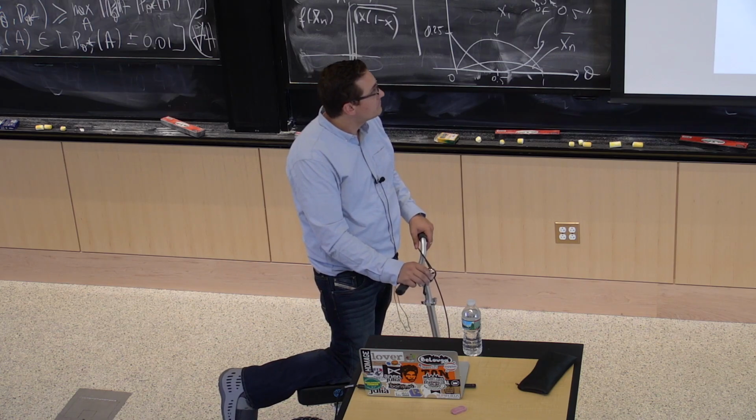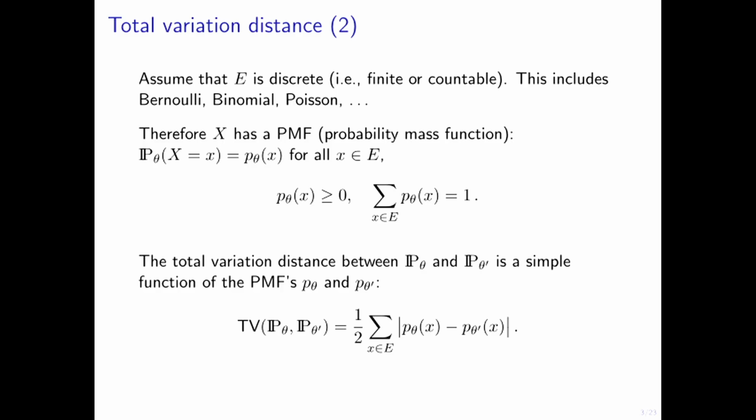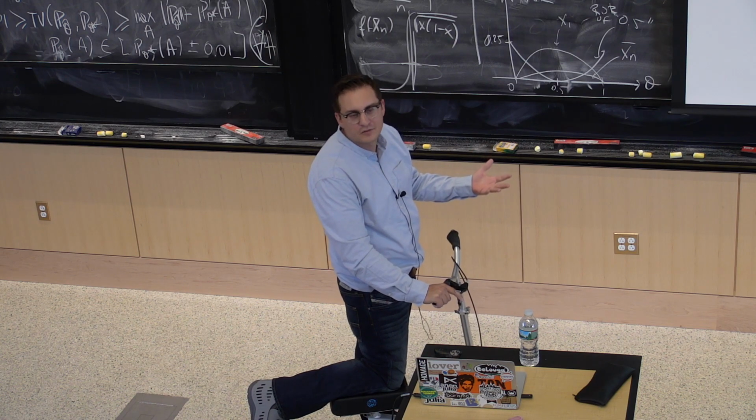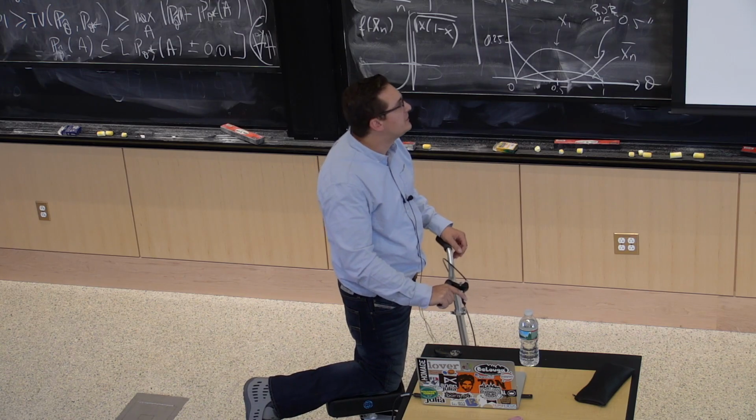OK. So this is maybe not the most convenient way of defining a distance, right? I mean, how are you going to, in reality, compute this maximum over all possible events? It's just crazy, right? There's an infinite number of them. It's much larger than the number of intervals, for example. So it's a bit annoying.